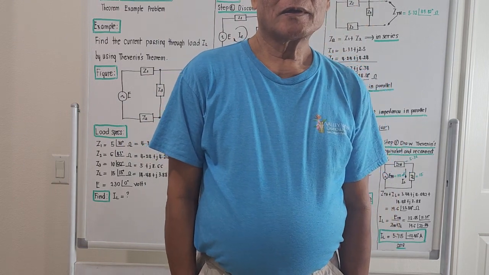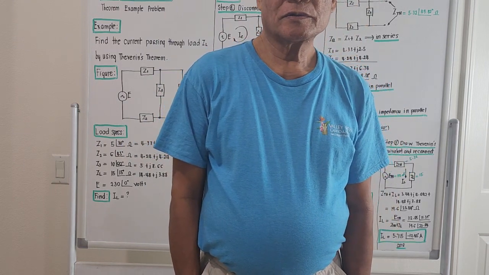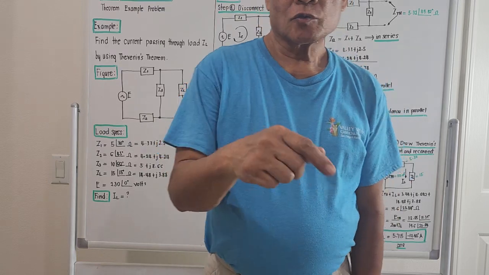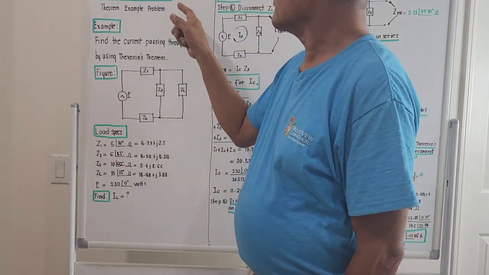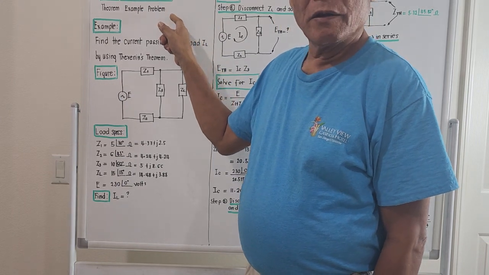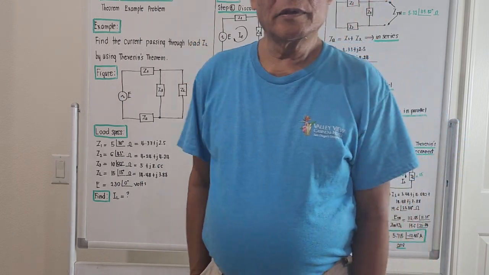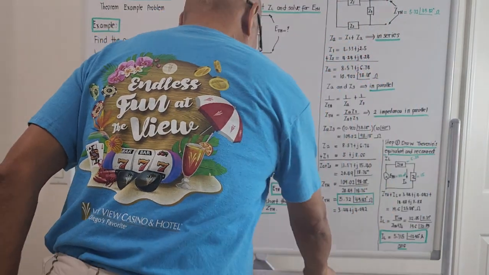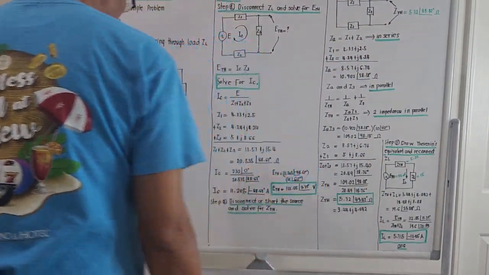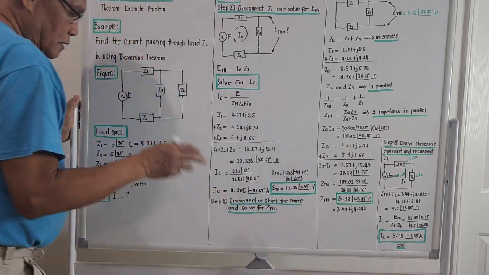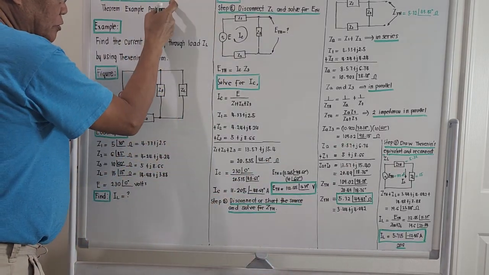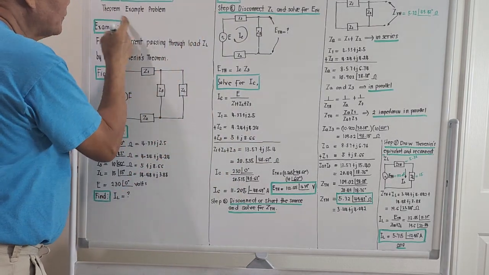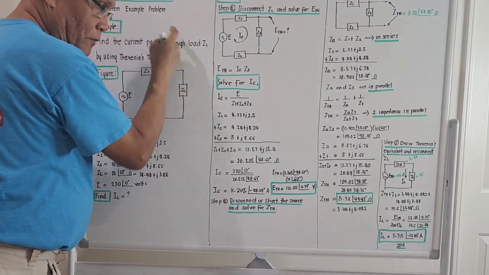My topic will be a long video format discussion on alternating current circuits, and this will now be lesson number 21. Okay, let's proceed. The topic is alternating current circuit, lesson number 21. This is Thevenin's Theorem example problem.